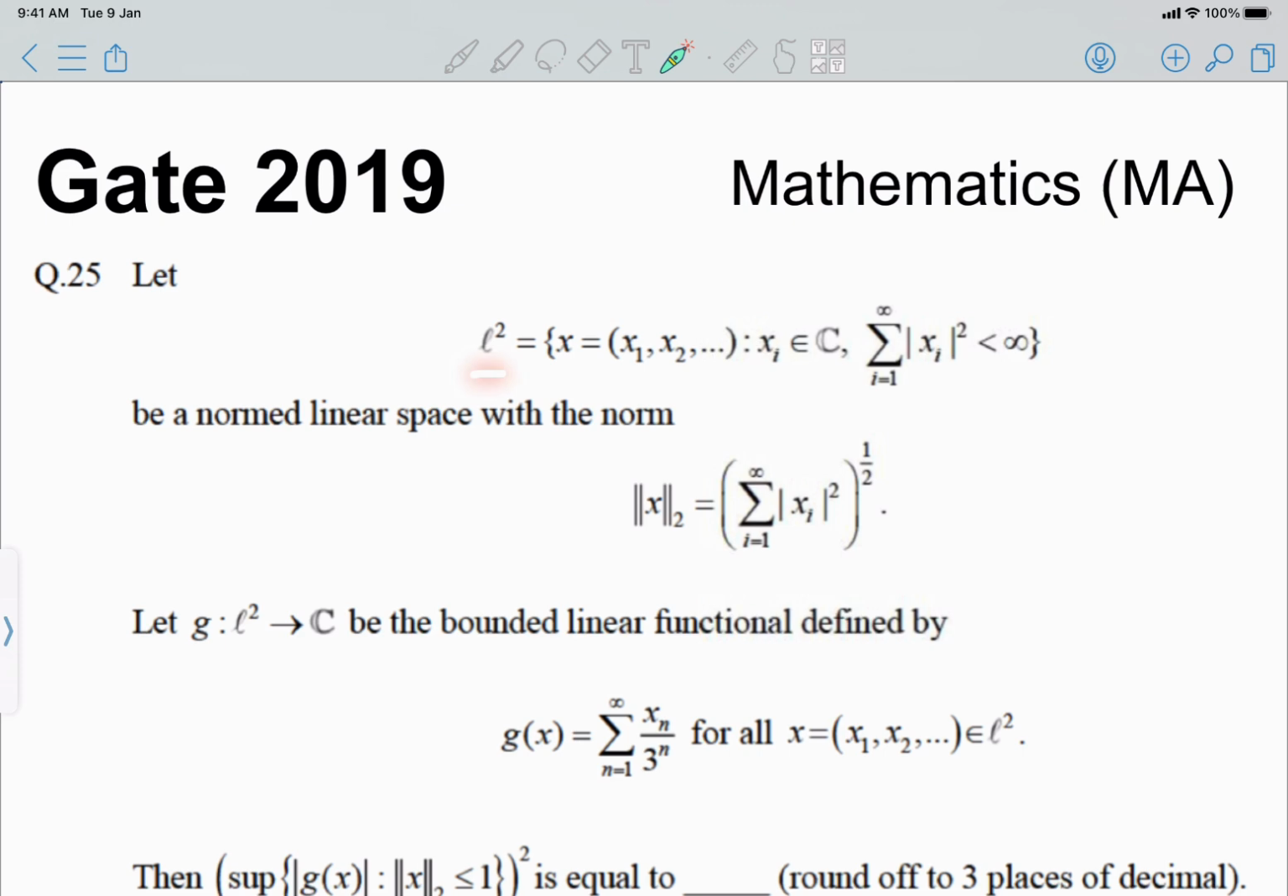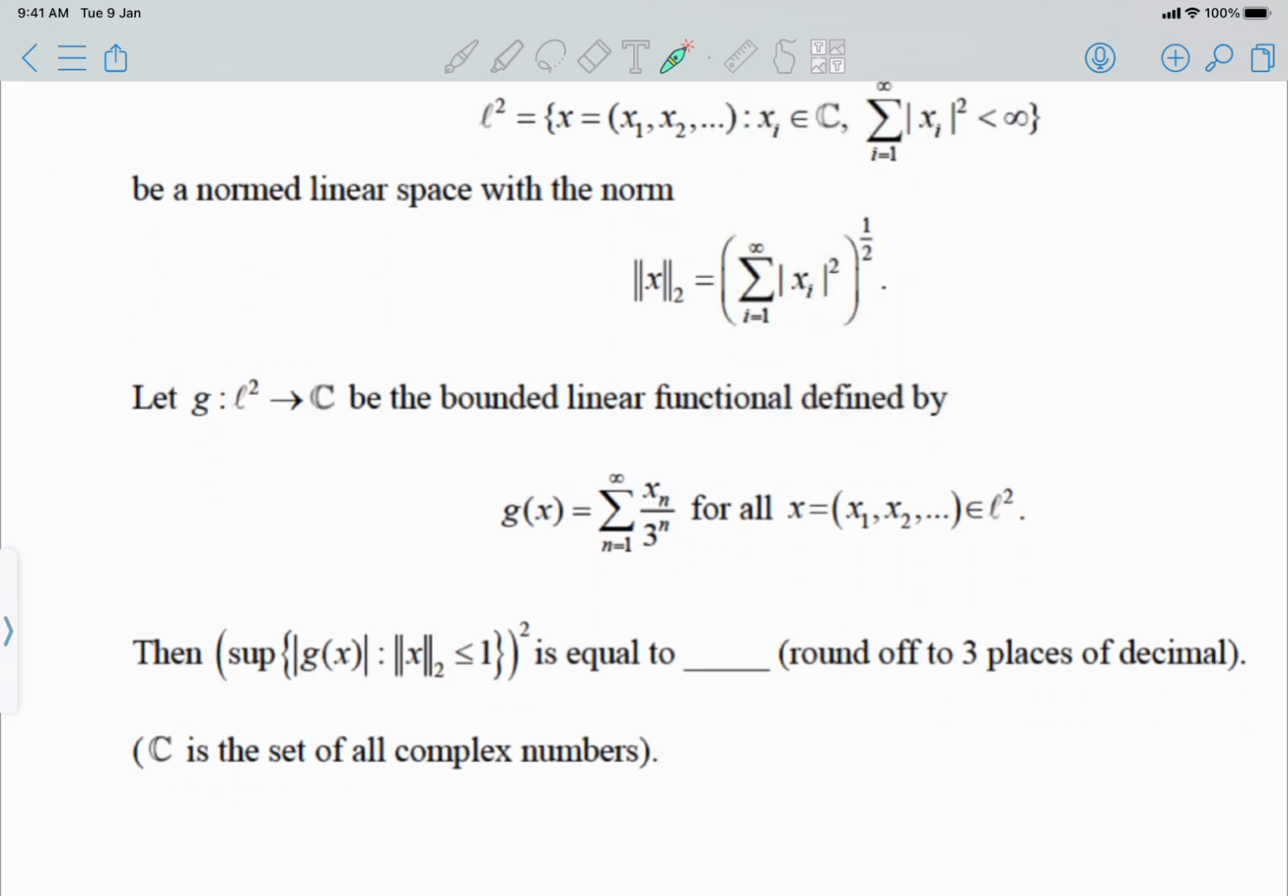So let L2 be a sequence space where entries are from complex numbers such that the sequence is square summable, meaning the sum over i equals 1 to infinity of mod xi squared is finite. So this is a normed linear space with the norm given by this. Then we define G from L2 to C, a bounded linear functional defined by G of x equals the summation n equals 1 to infinity of xn by 3 to the power n, for x in L2.